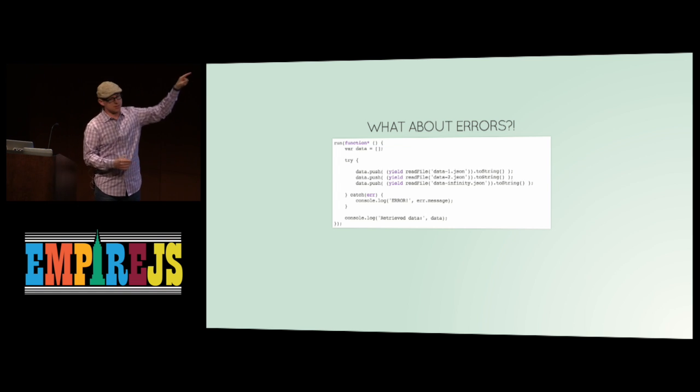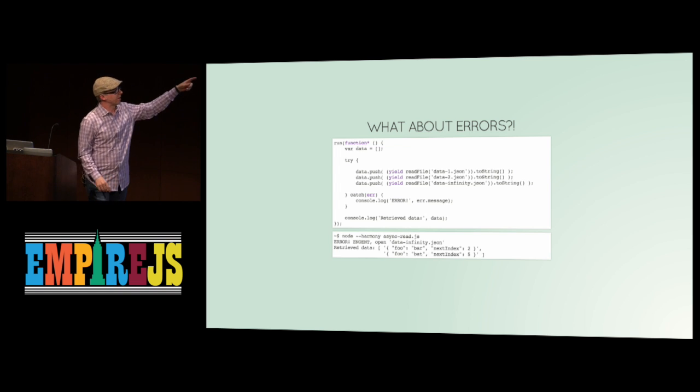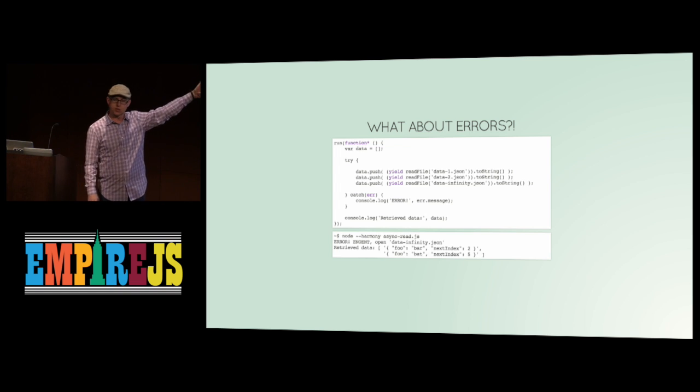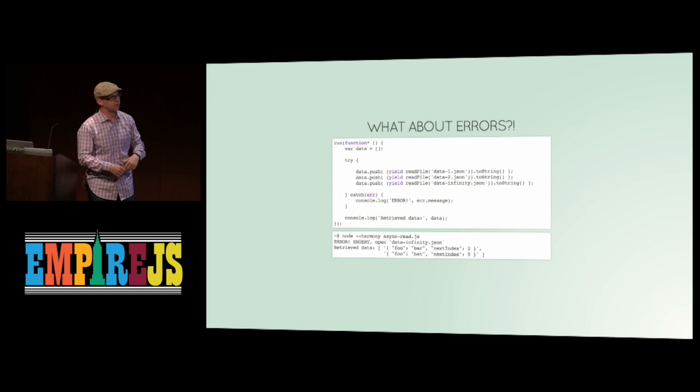And that's all great and dandy, but you can see that third file has data infinity in it, and so obviously that file is not going to exist. So when I execute this, we'll get the first 2 file reads because they're successful, but we'll actually get that error message. And notice we get the error message first, because we hit the catch block before we hit the logging out of the actual retrieved data.